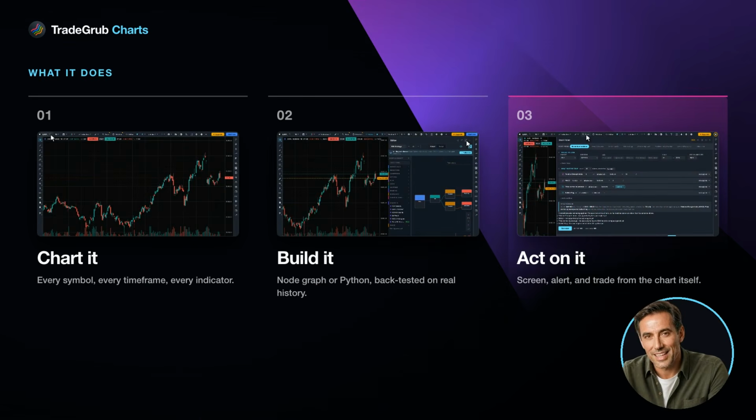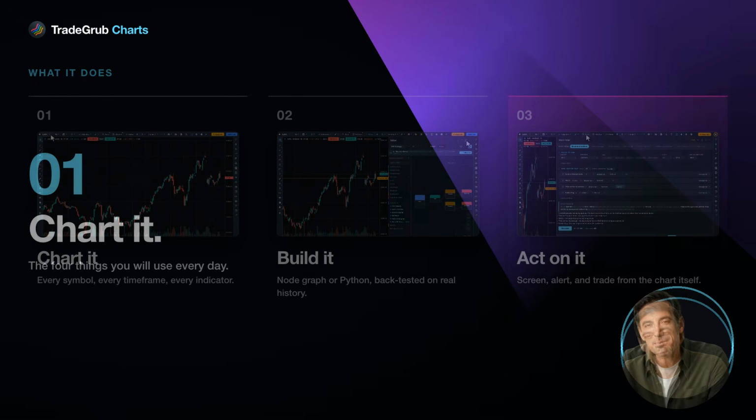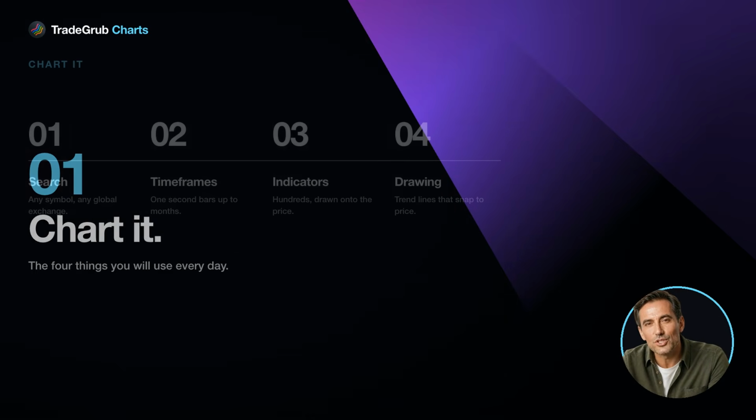It does 3 things. 1. Chart it. 2. Build it. 3. Act on it. We take them in that order, starting with 4 things you will use every day.